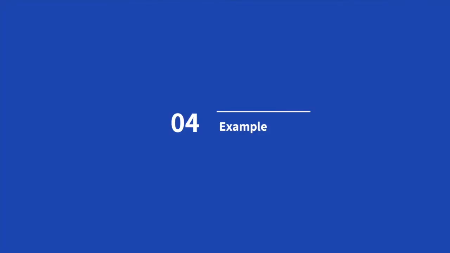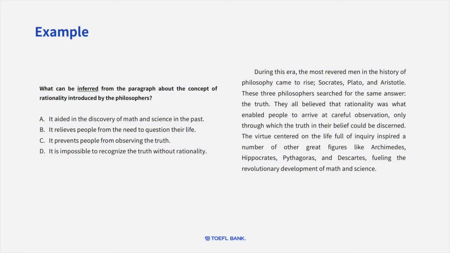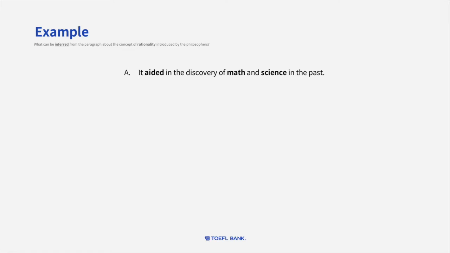Here's the next question. Pause the video and solve the problem. What can be inferred from the paragraph about the concept of rationality introduced by the philosophers? Let's start with A. It aided in the discovery of math and science in the past. The keywords are aided, math, science.